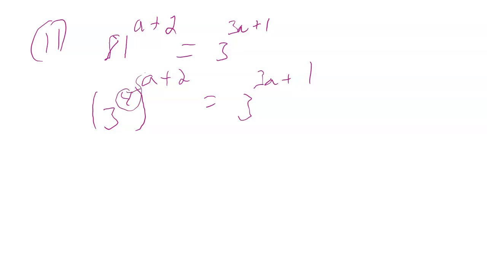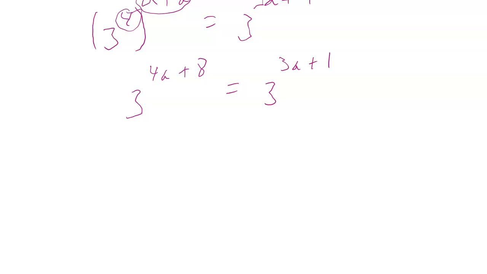When an exponent's raised by an exponent, we're going to multiply. So we get 3 to the 4a plus 8. And this is equal to 3 to the 3a plus 1. I'll set them equal to each other. I get 4a plus 8 equals 3a plus 1. I get a is equal to negative 7, if I did that right. Looks good, looks good.